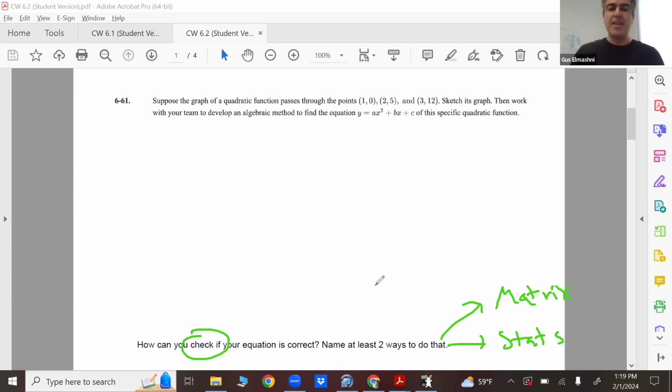It's a good way. So first off, what are we given here? What did they tell us? They told us those three points, right? So sketch the graph. Okay, fine. We'll sketch it. That's not hard. 1, 0, 2, 5.